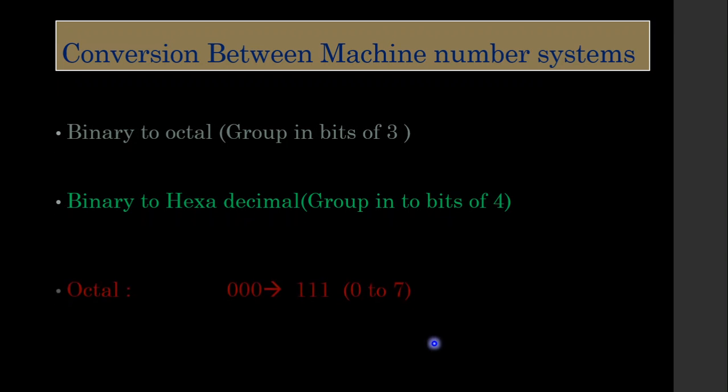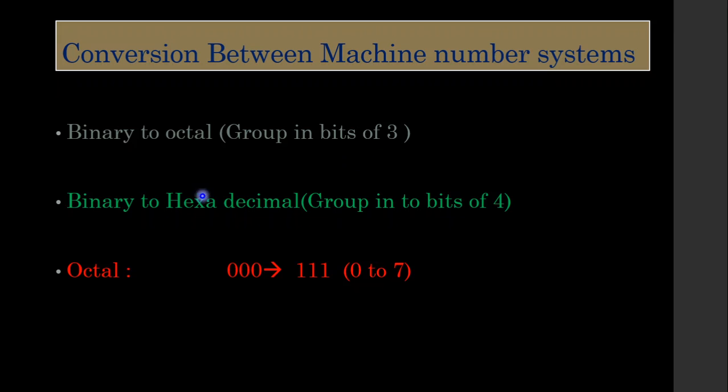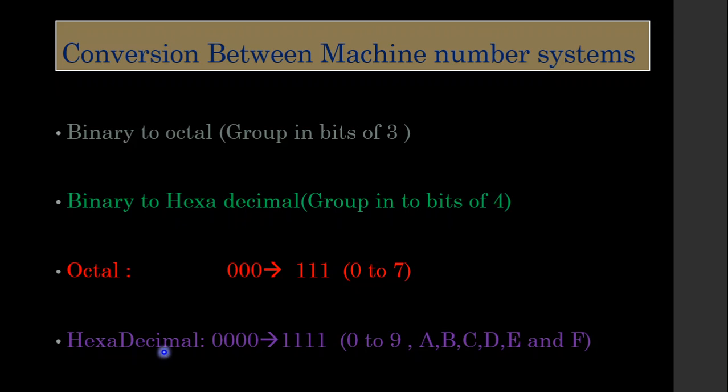I have just mentioned that binary to octal is grouping into 3 bits, and binary to hexa is grouping into 4 bits, because octal has 000 to 111, which is 0 to 7. Octal has only 8 numbers, 0 to 7, and likewise for hexadecimal we have 0 to 15, that is 0 to 9 and A, B, C, D, E and F, which is 15, and F has the value 1111. That is why we are grouping and splitting into bits of 4 in the case of hexadecimal numbers. Now let us see an example.